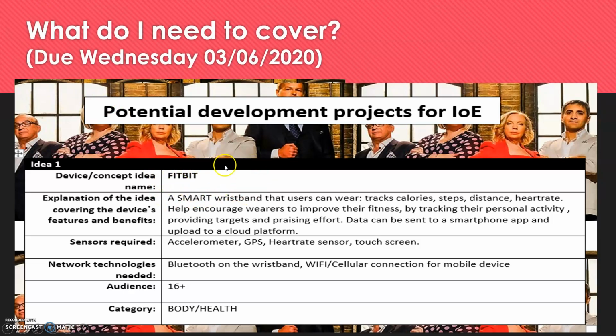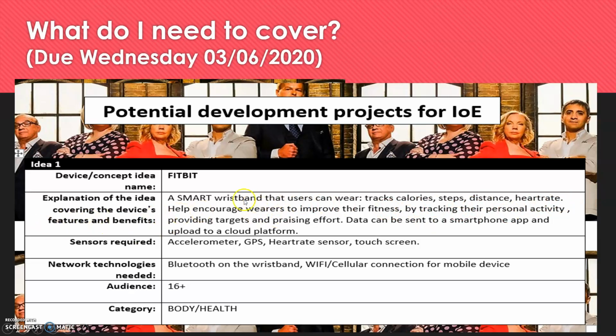So the name of the idea, if you've got a good name for your device, then please do put that in and come up with it. Then you need to explain the idea. I'm not after War and Peace here, I just want a brief description as to what the device is. In this case we've got a smart wristband that people can wear, and it can track calories, steps, distance walked, heart rate, etc.